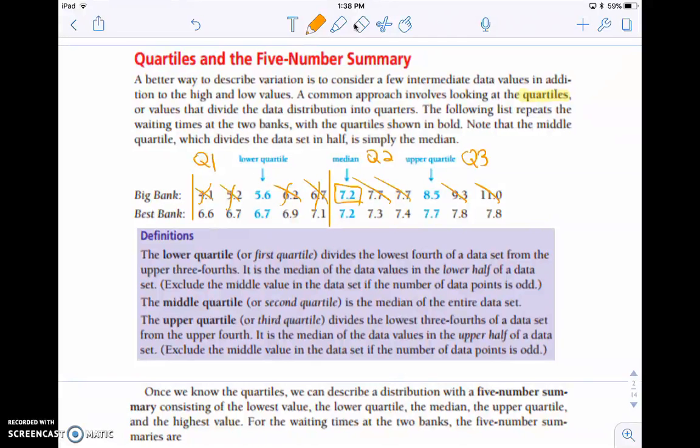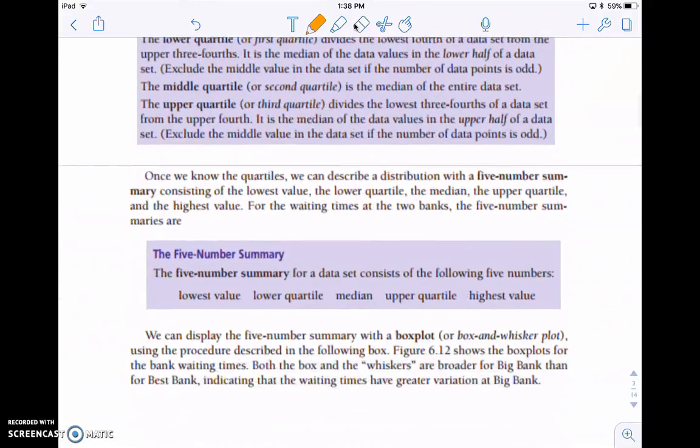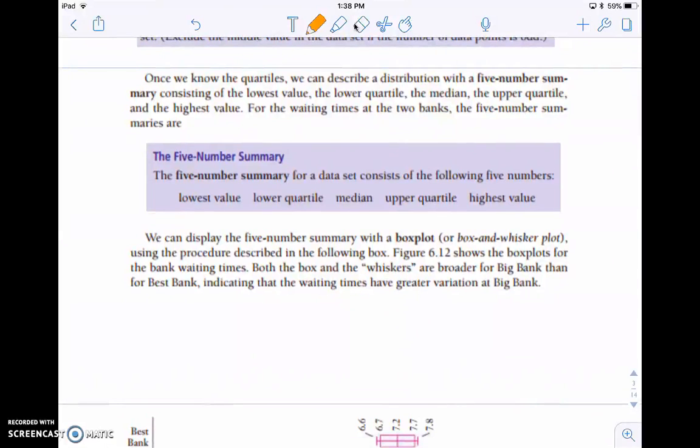So our 5-number summary is going to consist of the following 5 numbers: the lowest value, so the minimum, the lower quartile, the median, the upper quartile, and the highest value. So that 5-number summary is going to give us a good idea as to where our lowest is, then 1/4 of the way, then half, then 3/4 of the way, and then the top. So it gives us a good idea of our spread or our variation.